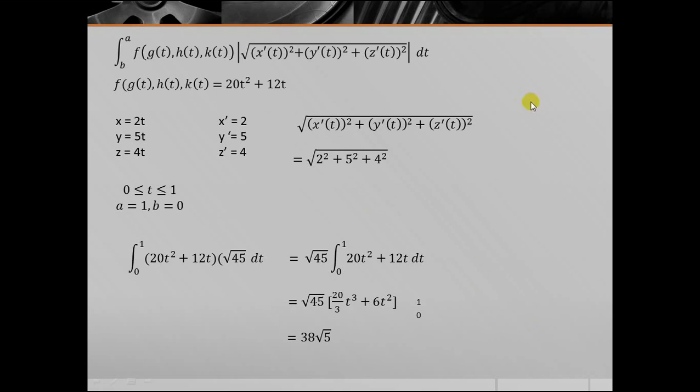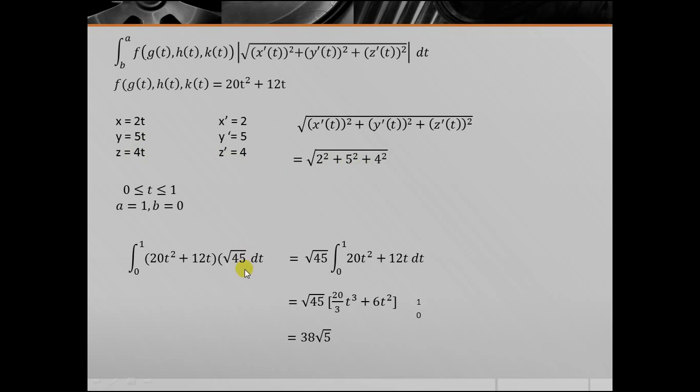After that, we need to find the magnitude of v, which is equal to the square root of the sum of the squares of the first derivative of x, the first derivative of y, and the first derivative of z. From the parametric equations we have in the previous slide, we get the derivatives of x, y, and z equal to 2, 5, and 4 respectively. By substituting these values into the formula, we get the magnitude of v equal to square root 45.